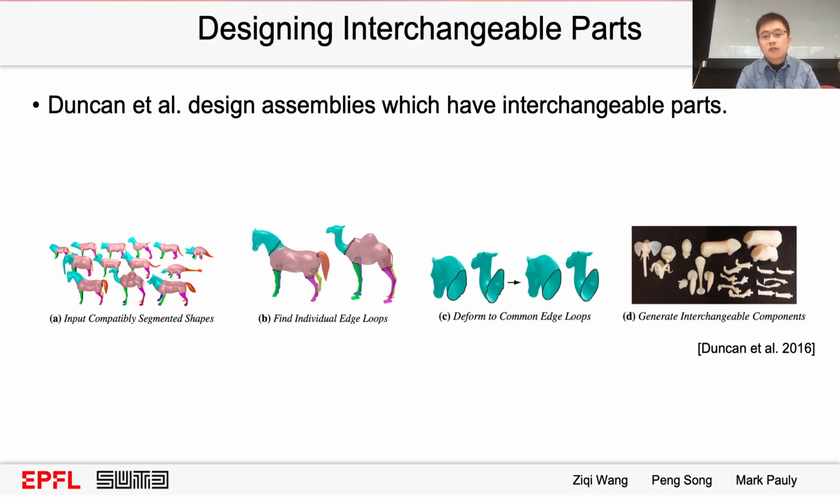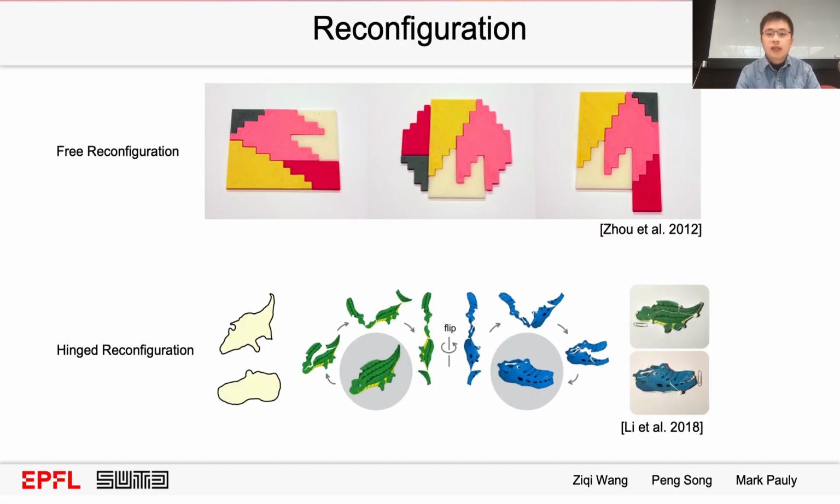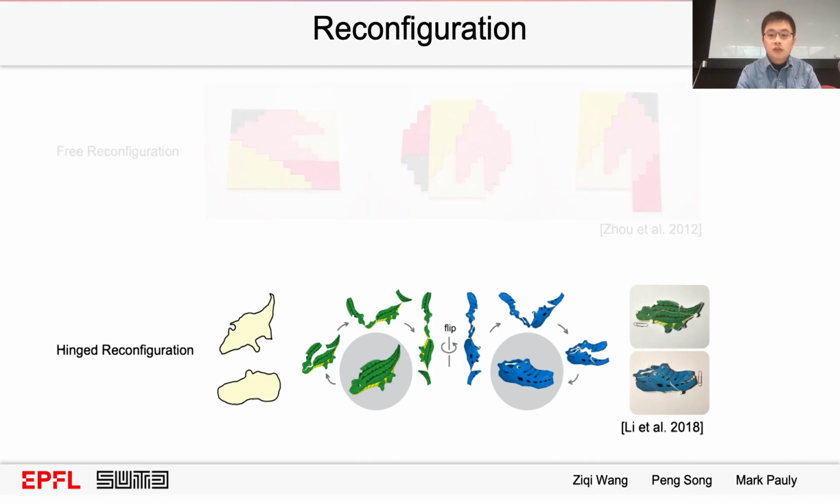Given a collection of compatibly segmented 3D shapes, Duncan and their colleagues partitioned them into parts and formed connecting boundaries of parts with similar segmented meaning to make these connecting boundaries identical while minimizing deviation from their original appearance. Let's then move to the work in hinged reconfiguration.